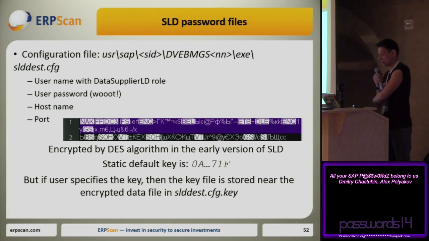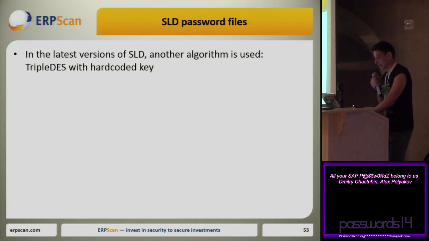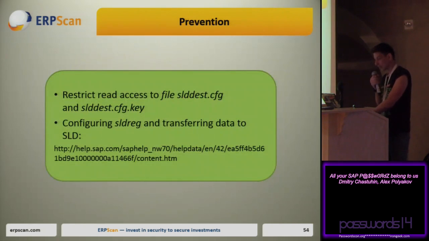But if he changes the default key, the key will be randomly generated and will be saved as sld-desk.cfg.key and placed near the encrypted data. And again, we can read the file with encrypted data and read the key with the encrypted key. So that's why the key is not a problem. As I said, in the latest version of SLD, another algorithm is used, triple DES with a hard-coded key. A little bit about prevention.